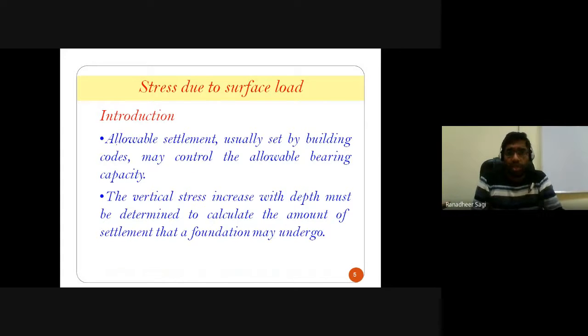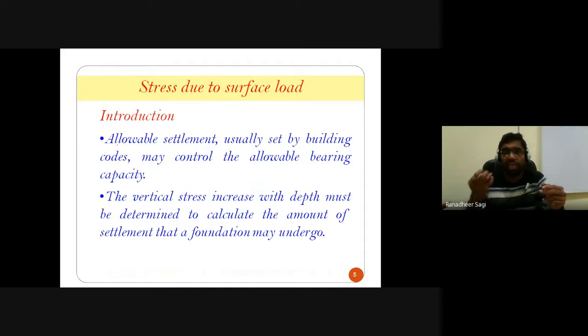As I mentioned earlier, the purpose of talking about stresses due to the surface load is ultimately to understand how much additional stress is getting induced in the soil, due to which how much additional settlement is happening, and what is the total settlement going to be in that particular soil. What is the total settlement in the soil or in the foundation or in the structure which is resting on the ground.